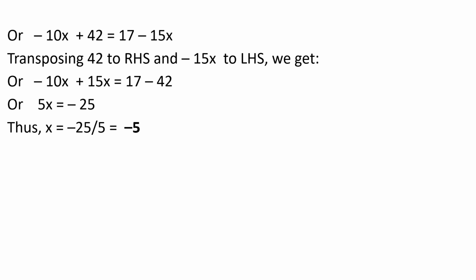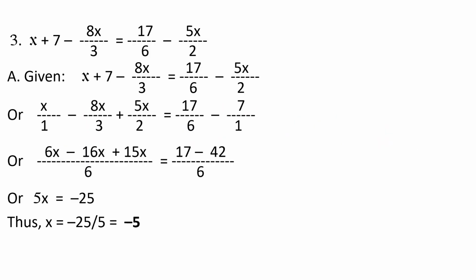Let's see how we do this question by the second method. So second method is x plus 7. We write the question like this here. So we know that the LCM of 3, 6 and 2 is 12. So we don't do like that. What we do is we transfer the constant term 7 to the right hand side, and the variable term minus 5x by 2 to the left hand side.